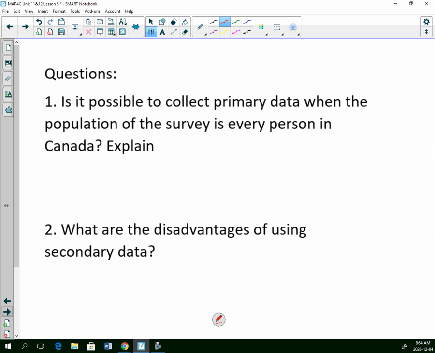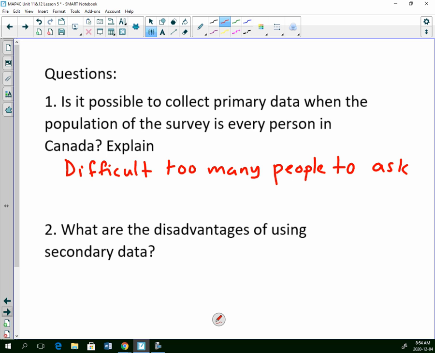Okay, so a couple of questions you might want to ask. Is it possible to collect primary data when the population of the survey is every person in Canada? So if you're trying to collect data from every single person in Canada, that would be a hard job to do because it's really difficult to ask every person in Canada, right? So that is difficult because there's too many people.